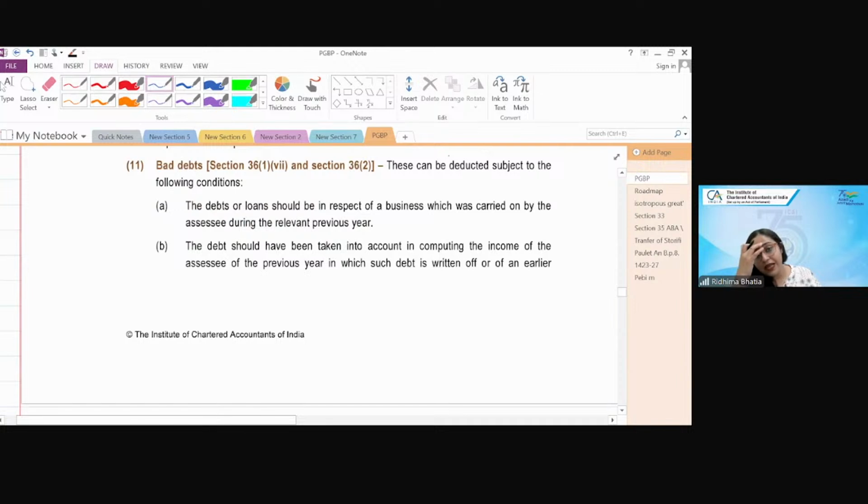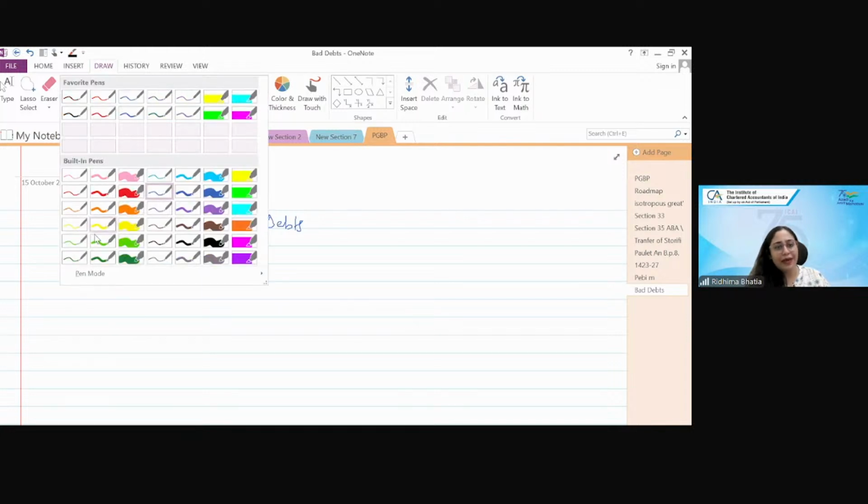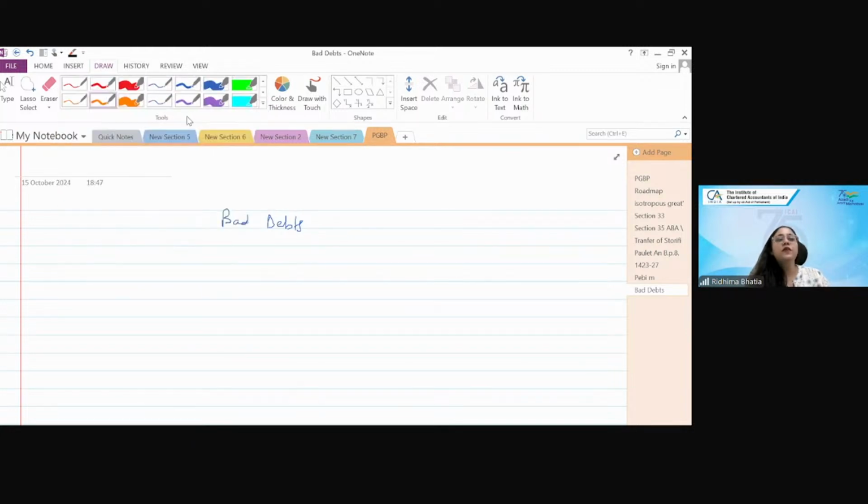Next comes something which is very, very, very important: bad debts. Let's focus on bad debts. Now, what is a bad debt? What do you mean by bad debt? Anyone want to tell what a bad debt is? The debt which has gone bad, simple, right? A debt whose recovery is now not foreseen, that is a bad debt.